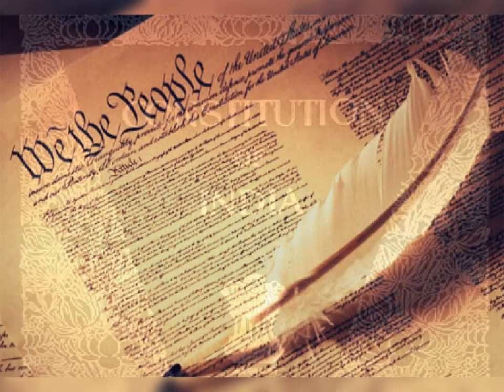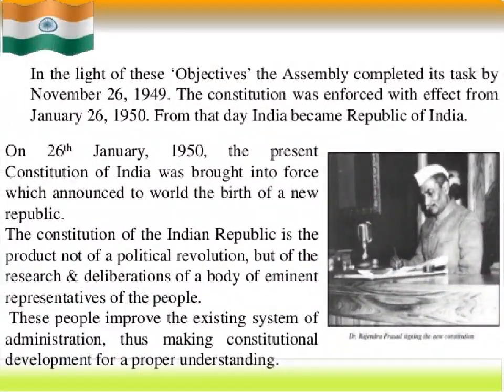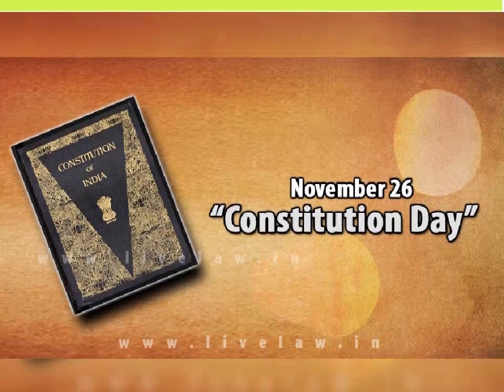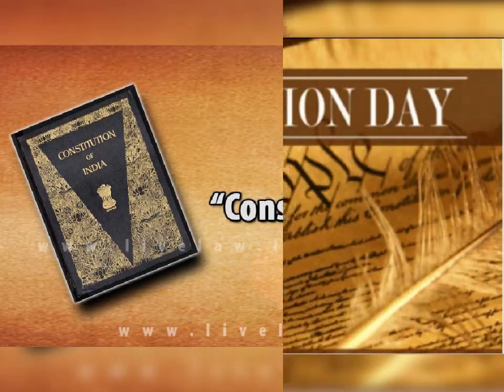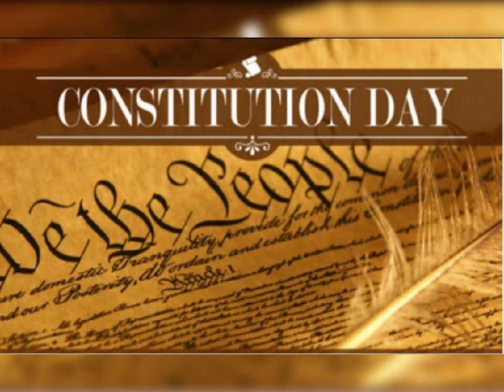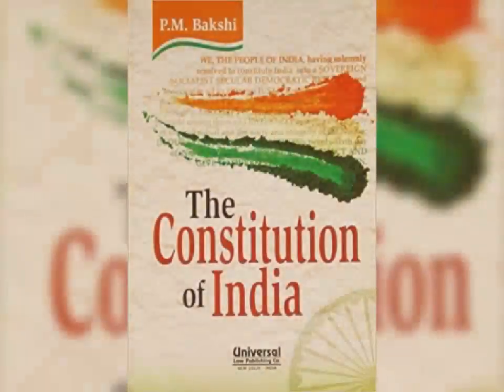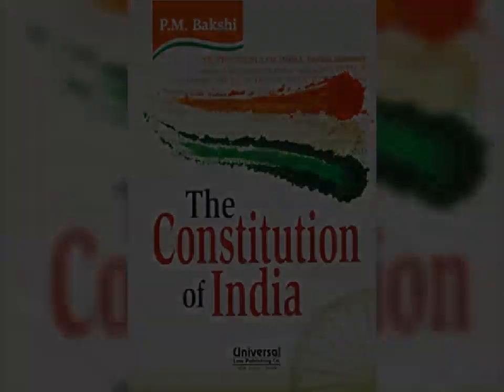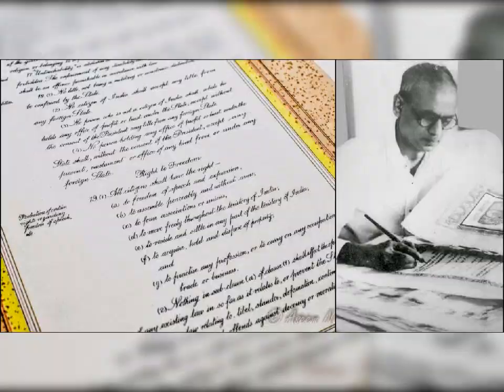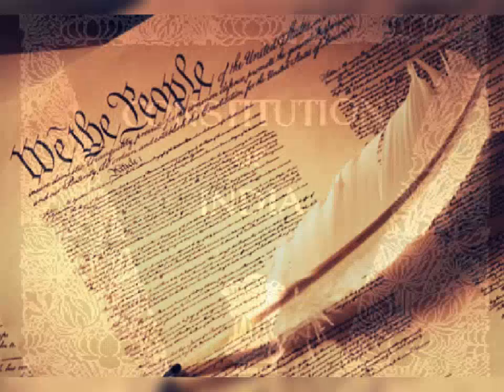Next feature is the nature of the state. The preamble refers to the 5 cardinal features of India as a state. It declares India to be a sovereign, socialist, secular, democratic republic. The third feature consists of the objectives of the state. The preamble enlists 4 cardinal objectives which are to be secured for all its citizens. These are justice, liberty, equality, and fraternity.